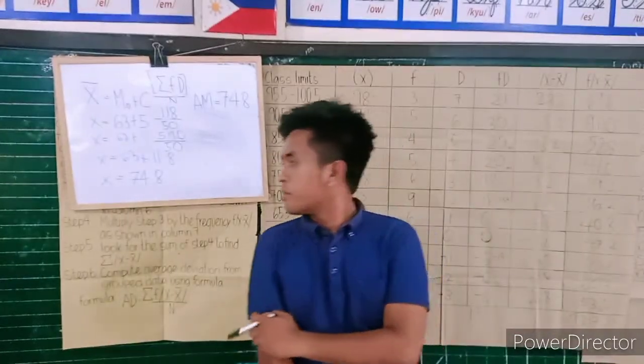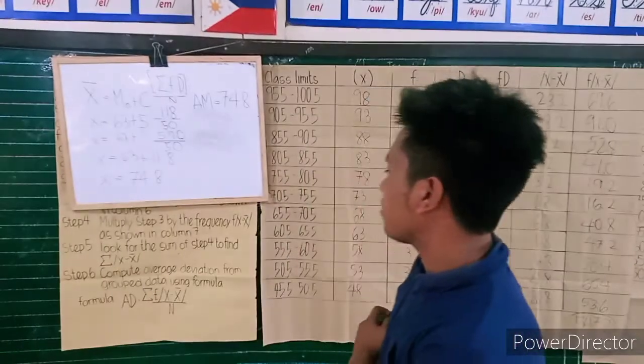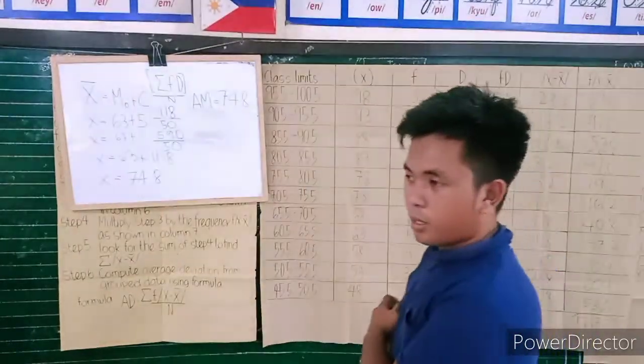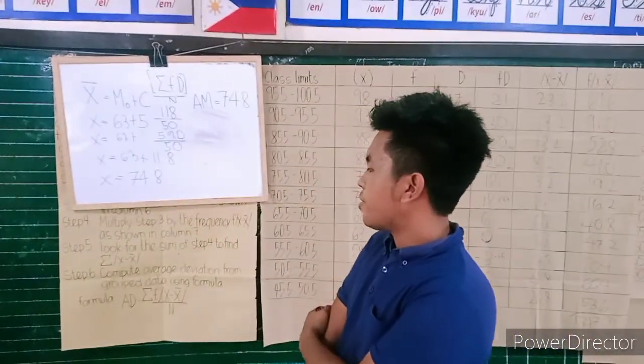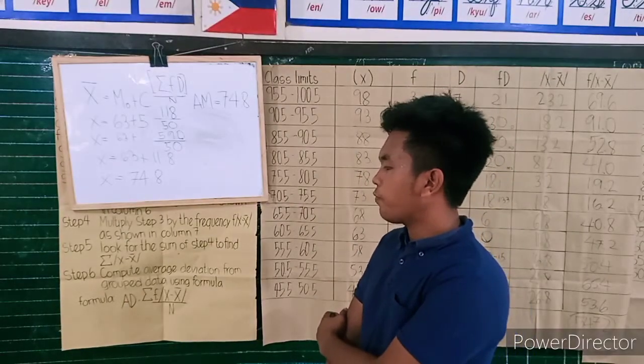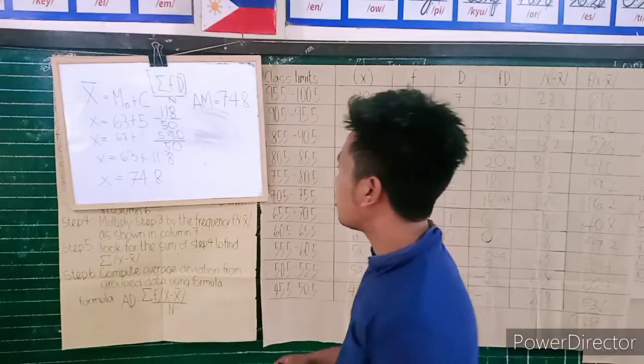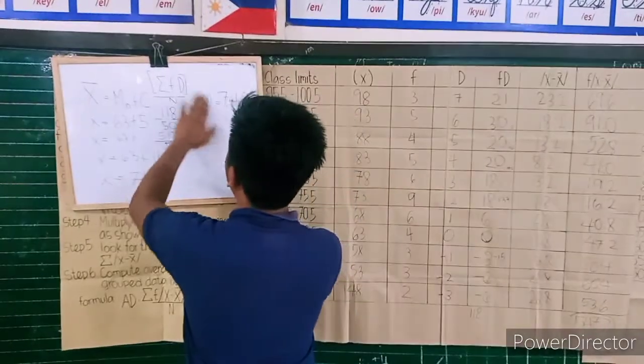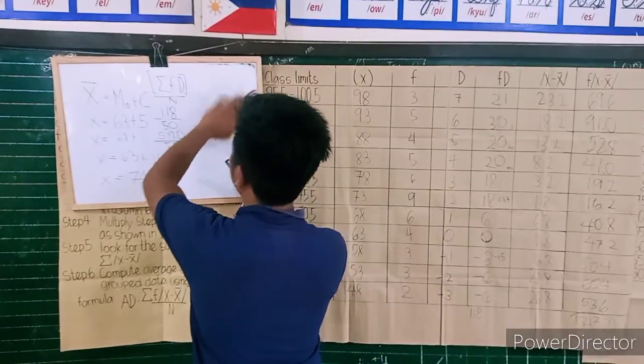Okay. So lastly, we have step 6. Compute the average deviation. Compute the average deviation from group data using the formula. Okay. So we are done in arithmetic mean.